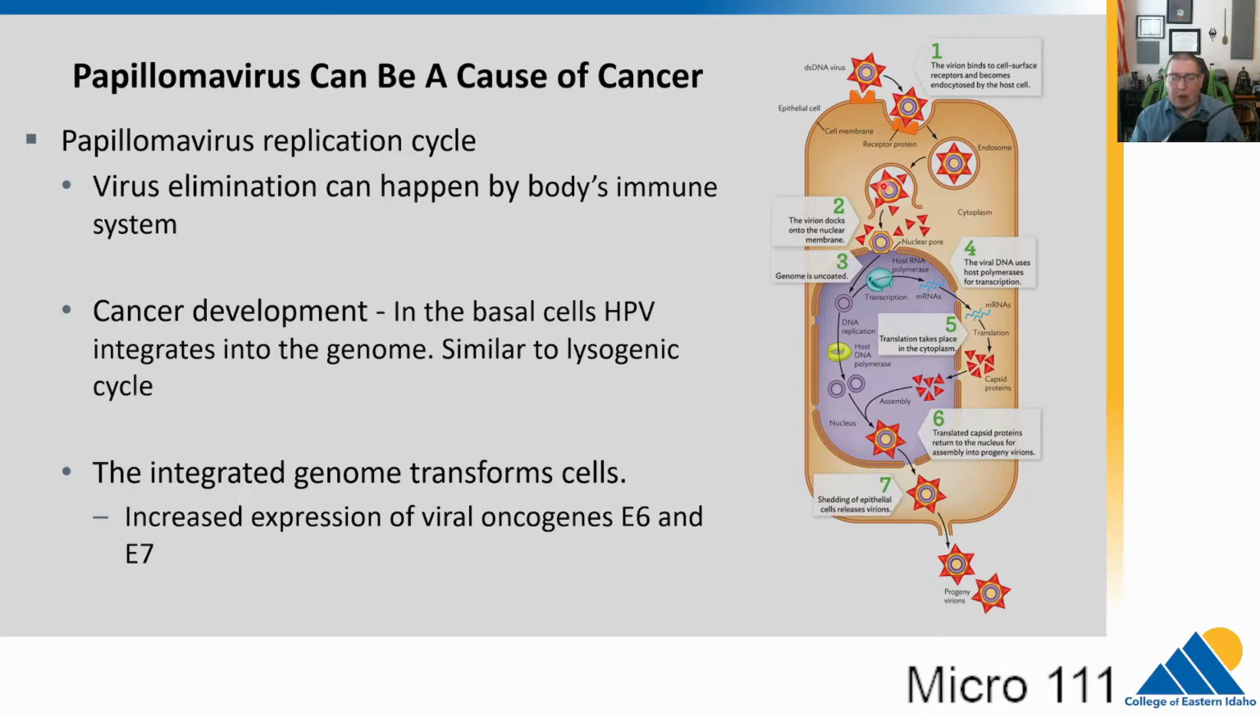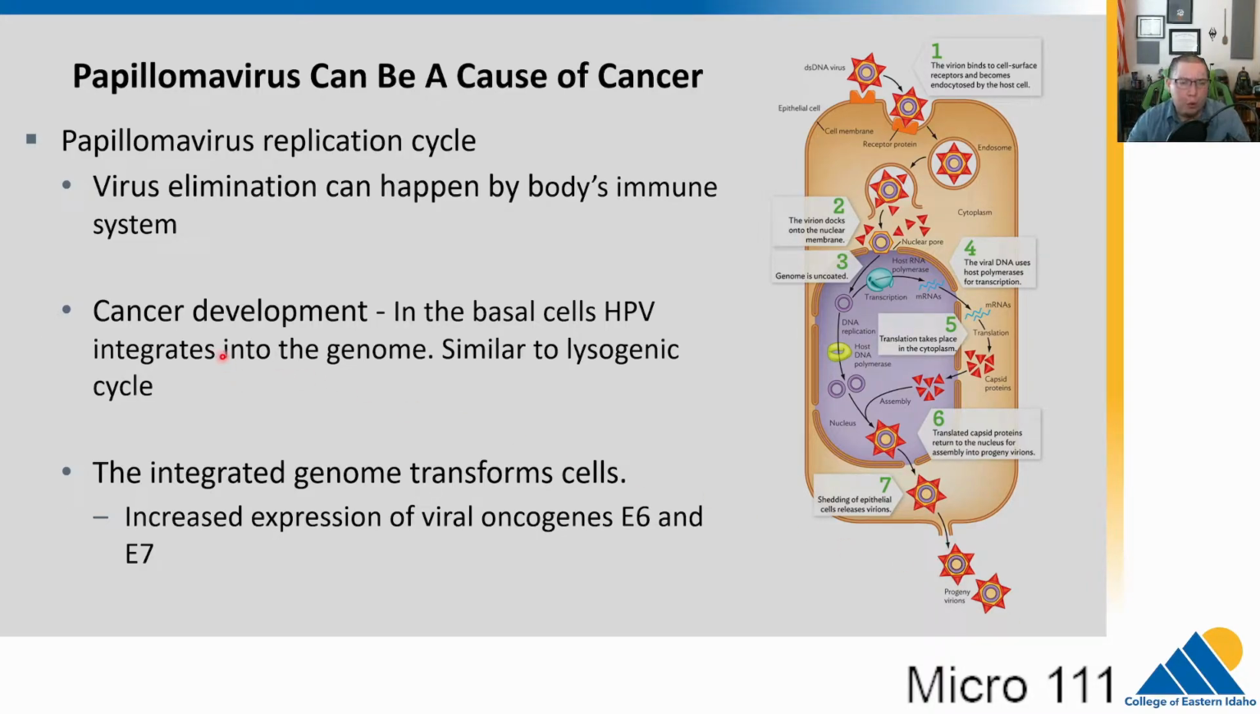Then the virion kind of comes apart and releases the genome, which goes into the nucleus. The genome is uncoated in the nucleus, and it uses host DNA polymerases to replicate itself, right? So to copy its DNA genome. It also uses host RNA polymerase to make RNAs, which go out and get translated by the ribosomes. Those protein capsids come back into the nucleus, and they package up new virions. The virions are shed through the epithelial cells as well.